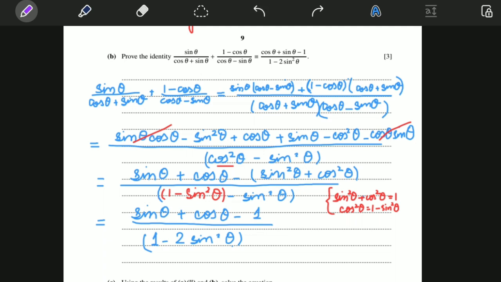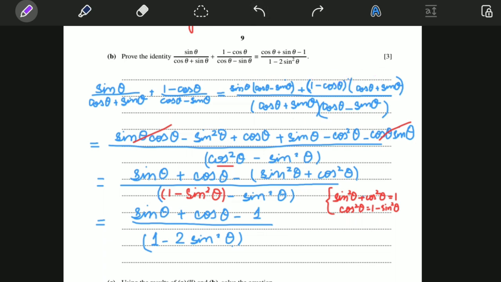Next, you are going to multiply the inside terms, sine theta cos theta minus sine square theta. Then 1 into cos theta, then 1 into sin theta, and minus cos theta into cos theta, minus cos square theta, and minus cos theta into sin theta, minus cos theta sin theta.